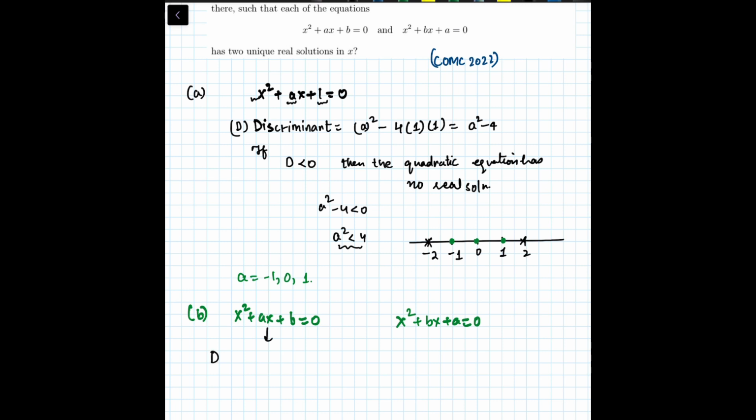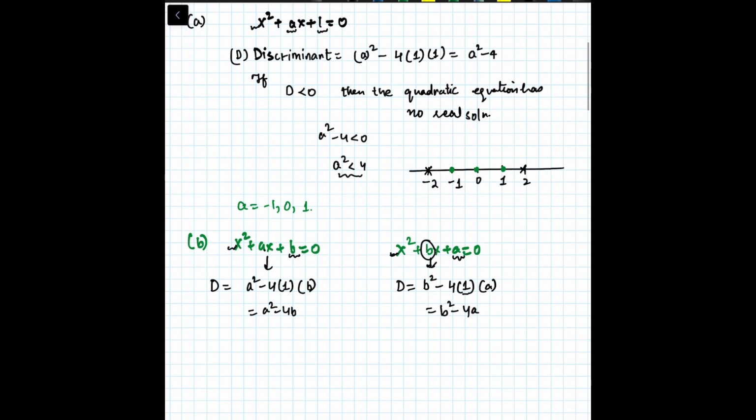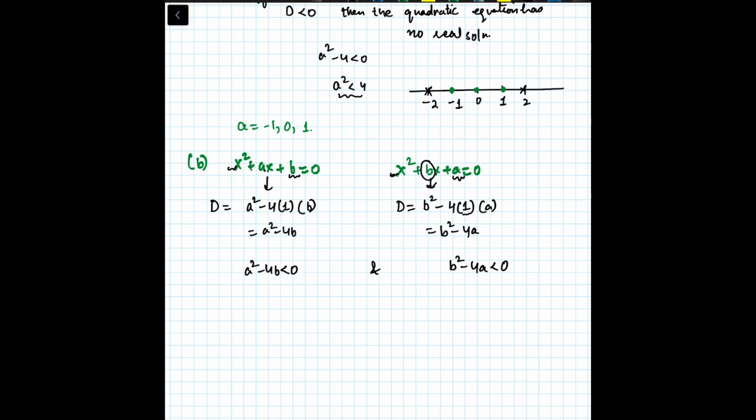Now we want both of them to not have a solution. Here, if you compute the discriminant, that will be a square minus 4 times the coefficient of x square, which is 1, times the constant term, that is b. So this is a square minus 4b. And here the discriminant will be b square minus 4 times 1 times the constant term, so this is b square minus 4a. Now I want a square minus 4b to be less than 0 and b square minus 4a less than 0, because I want both of these equations to not have a solution. So I'm looking for integer solutions to these two inequalities, right?